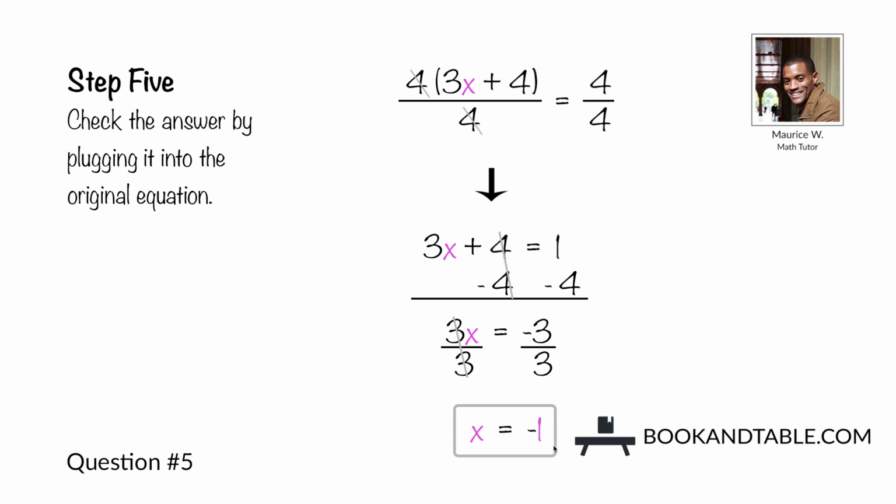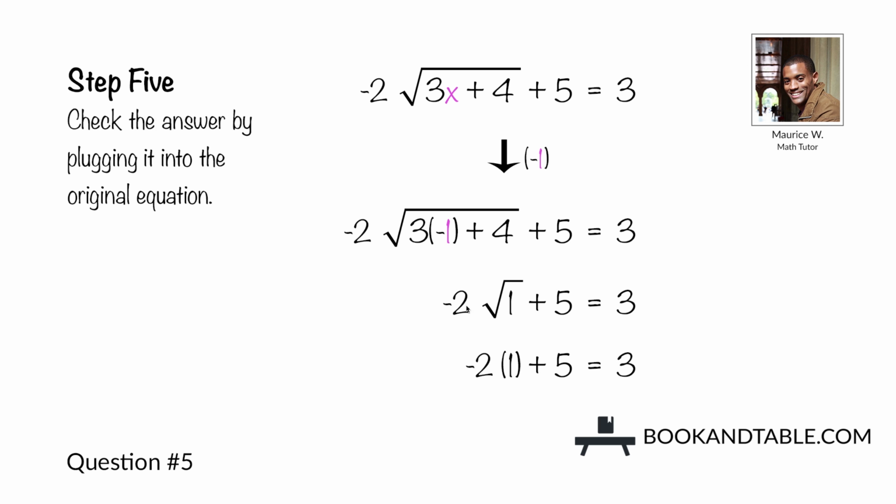Then the last step, check the answer by plugging it into the original equation. So we plug negative 1 in for x into our original equation. Negative 2 times the square root of 3x plus 4 plus 5 is equal to 3. Plug in negative 1. 3 times negative 1 is negative 3. Negative 3 plus 4 is equal to positive 1.